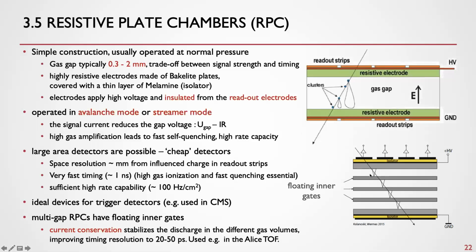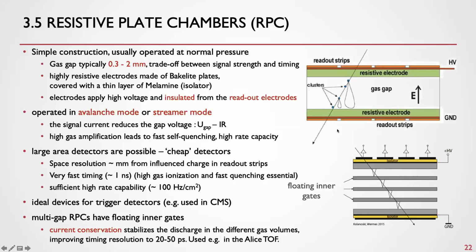In particular, the operation can be stabilized by so-called multi-gap RPCs, and that's the common way RPCs are used in contemporary high energy physics particle detectors. One has floating inner gates. That means they don't have their own power supply, they're floating. But because of current conservation, if you have a discharge running from the top to bottom and you need to run through these floating inner gates, you stabilize the current, because the current needs to be conserved across now these smaller gas gaps.